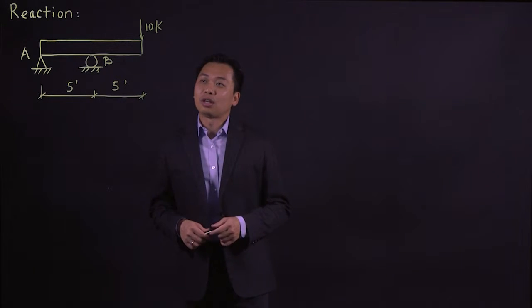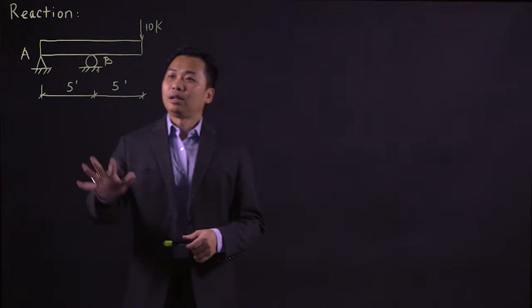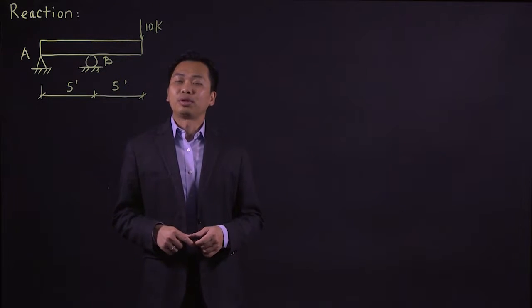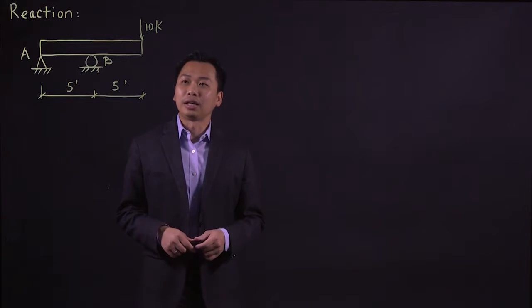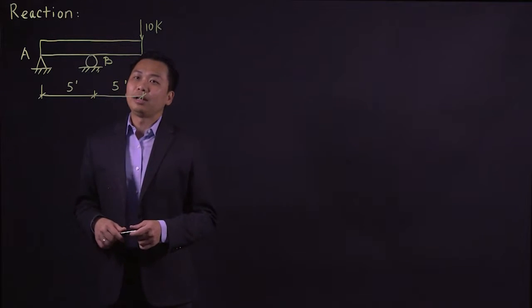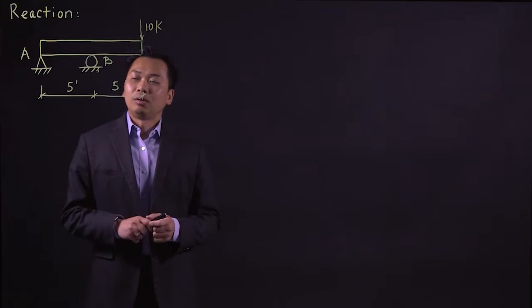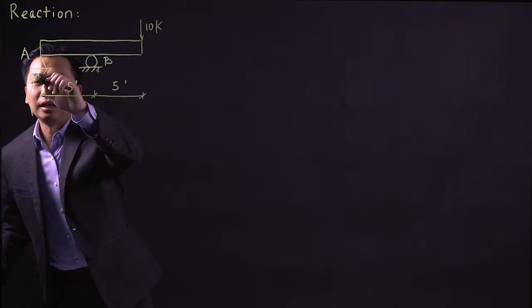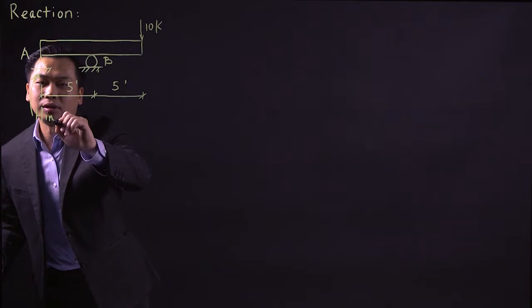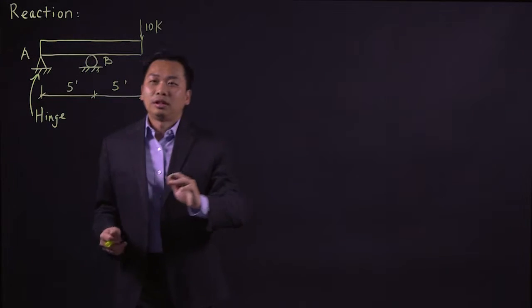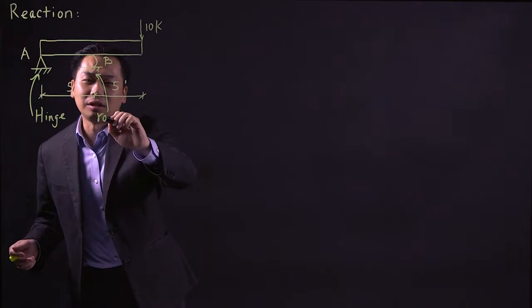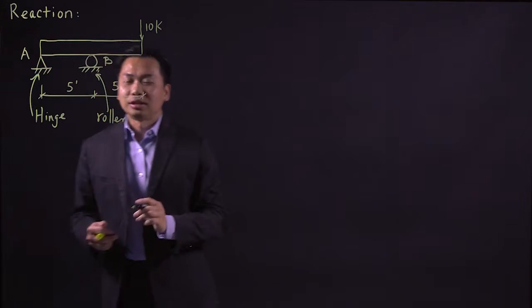Today we're going to talk about reactions. Here on the board, we have a simply supported beam with a portion of it sticking out on the right-hand side. This beam currently has two supports. On the left side, the triangle is called a hinge. The support on the right-hand side is like a roller, and that is called a roller.